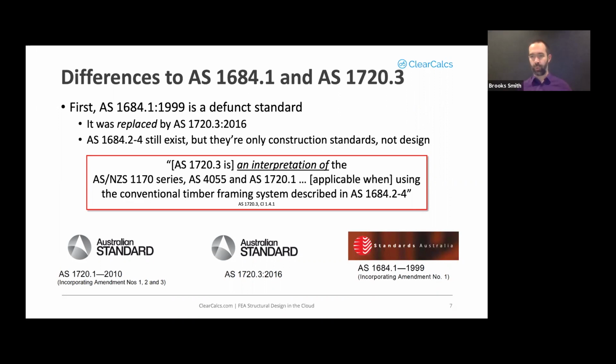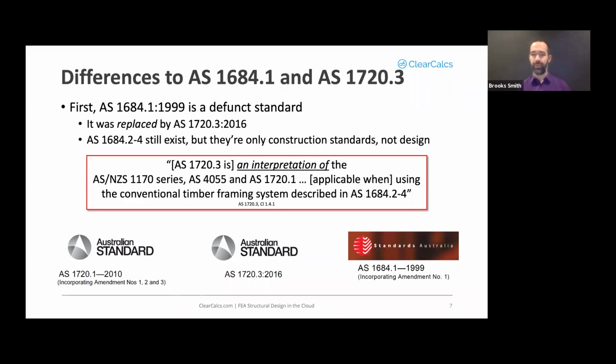AS1684.2, .3, and .4, parts 2, 3, and 4 do still exist, but those are the construction standards. They are not the structural design standards. So 2, 3, and 4 are specifying things like door size, rise over run of steps, how many smoke detectors you need to have, things like that. They're not structural design. AS1720 series is all the structural design.